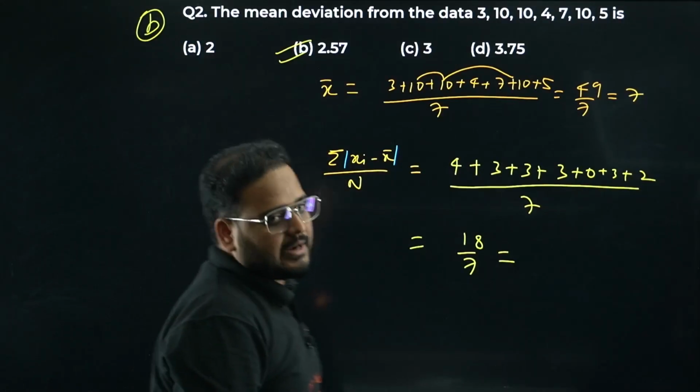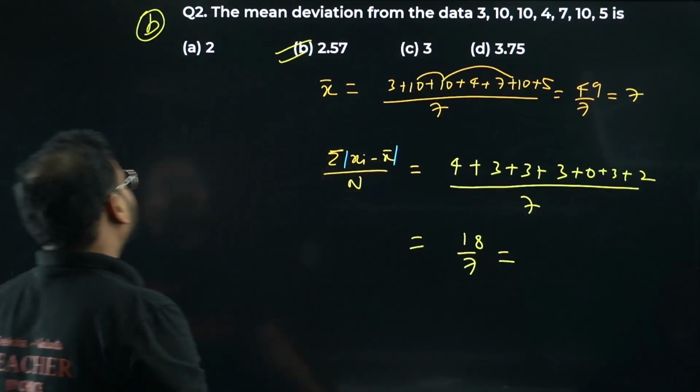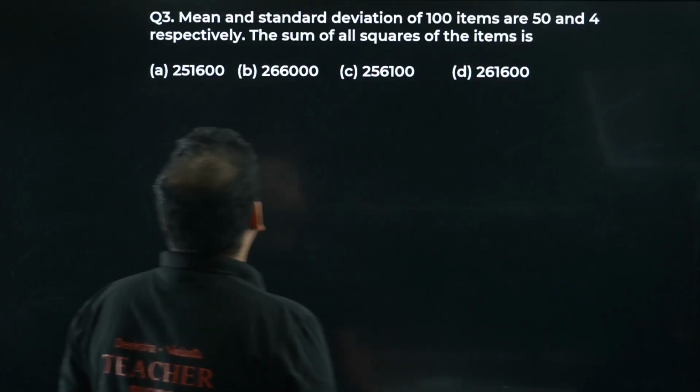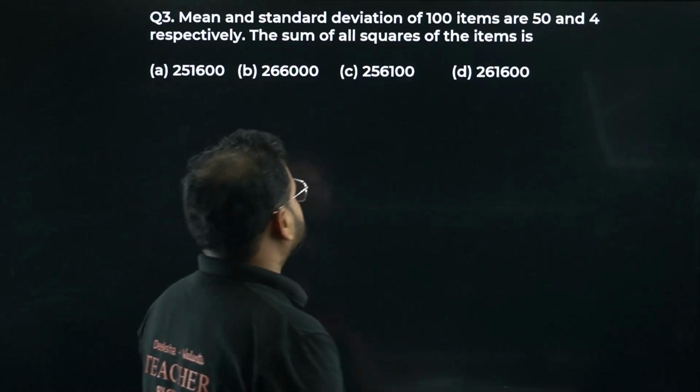Option B is correct, 2.57. Moving on to question number 3 now, the last question of this chapter. So, the mean and standard deviation of 100 items.